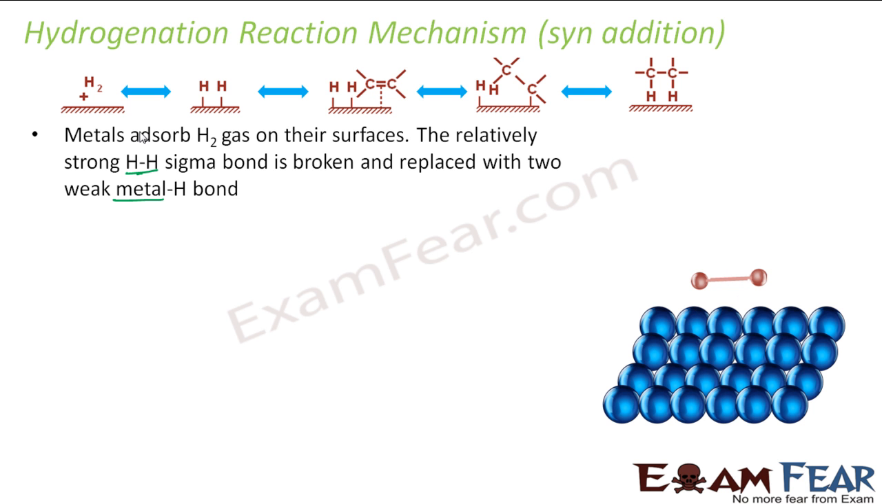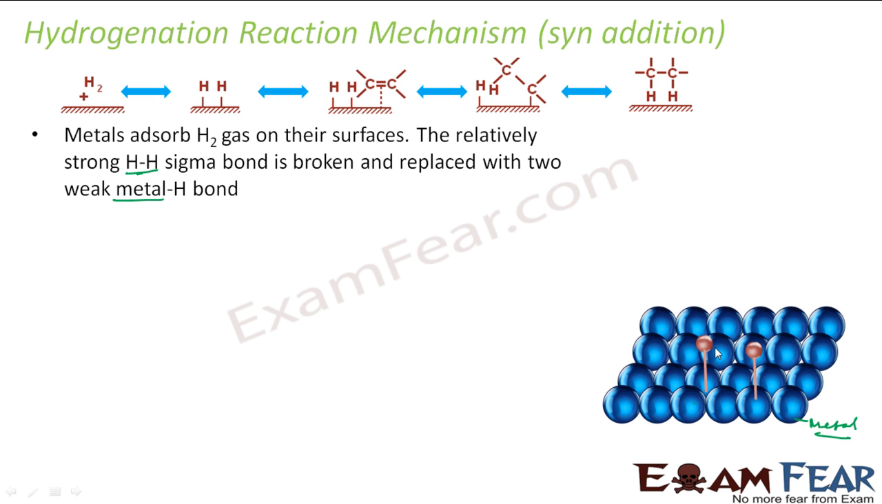So this hydrogen gas is absorbed by the metal and the bond is broken, and you have this weak metal-hydrogen bond. So this is a metal and this is a hydrogen. There is a bond between the metal and the hydrogen. If you see, they are two separate things now, right? There is no bond between these two hydrogens. The blue one is the metal, and this is my hydrogen.